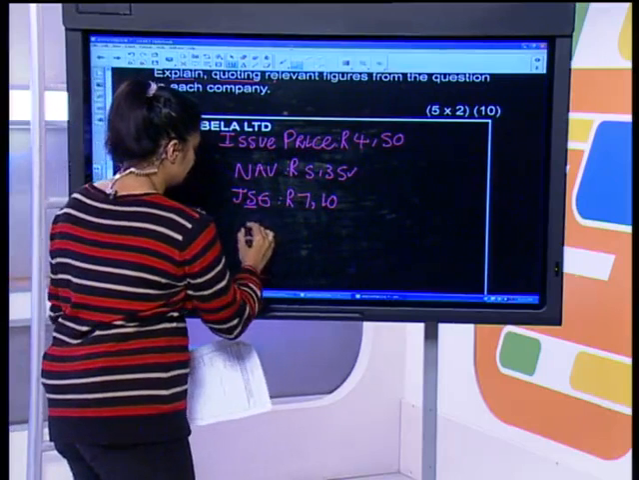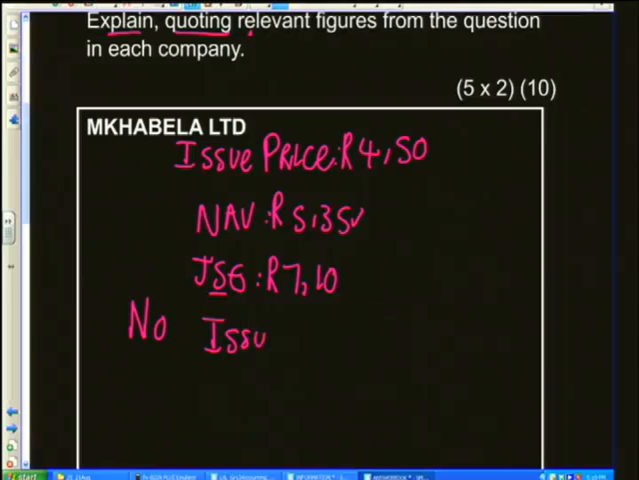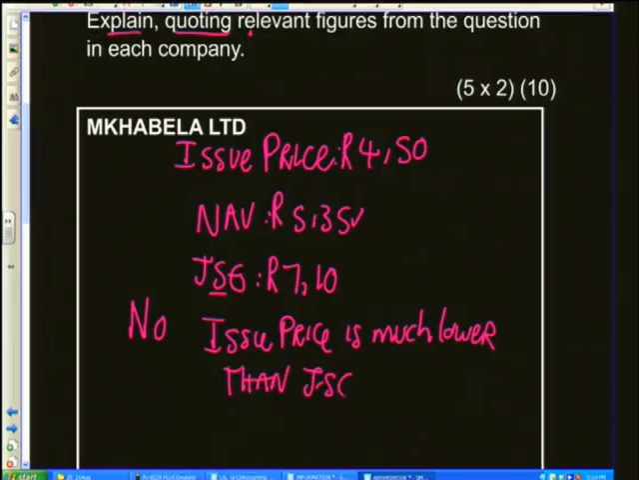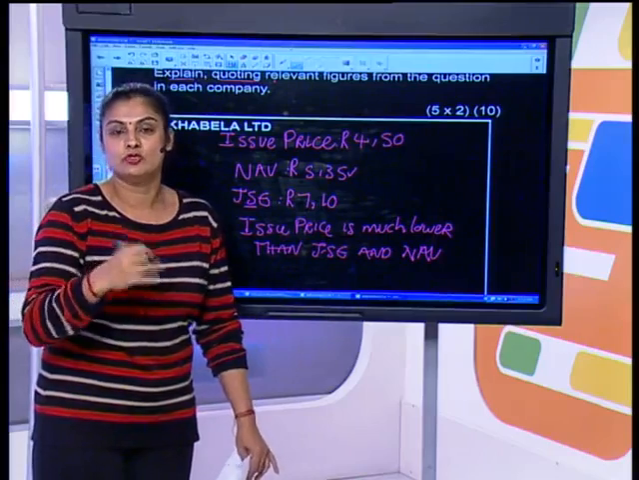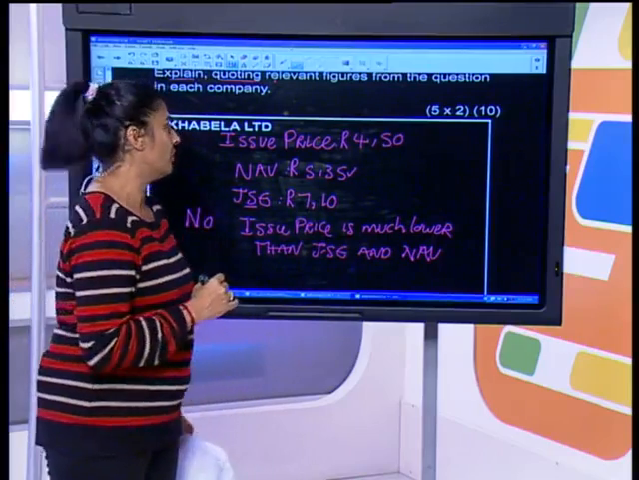The issue price, let's write this down, the issue price is much lower than the JSE, or you can state market price, and net asset value. The fact that they've sold it for a much lower price, guys, how will this impact on your shares? Your JSE price will, because of this, probably drop. And remember, you don't want that. As a company, you don't want that to happen.